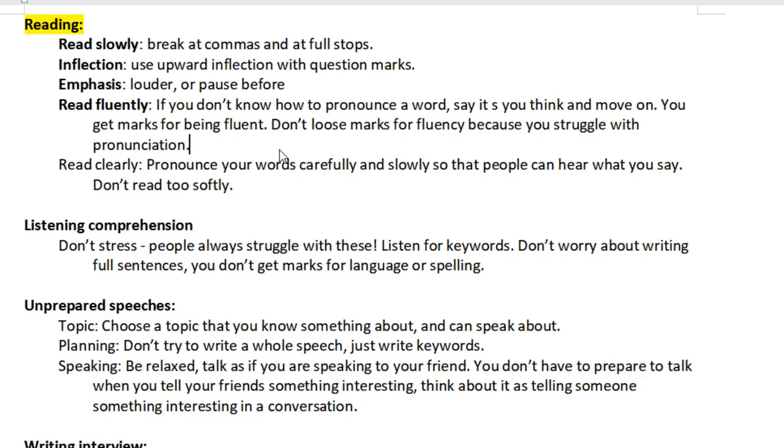So if you get to a word you don't know how to pronounce, just wing it. Say something that sounds kind of like it, as long as you stay fluent. Don't pause and stop before a word that you don't understand or don't know how to pronounce. Go for fluency. Read over it, make something up. Then you gain marks with fluency and lose marks with pronunciation. But if you pause and struggle every time you can't pronounce a word, then you're going to lose marks on both fluency and pronunciation.